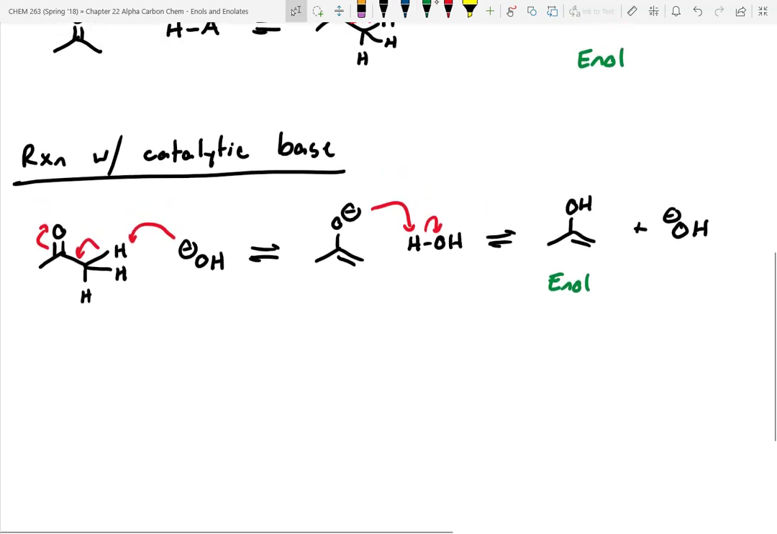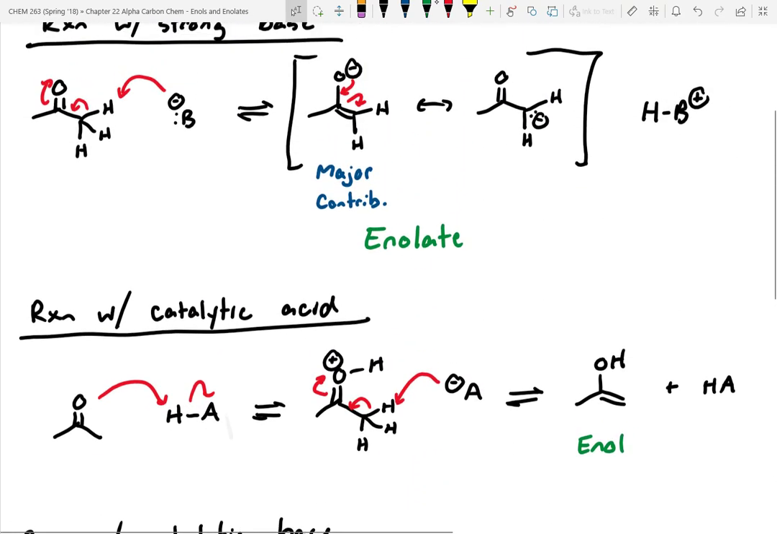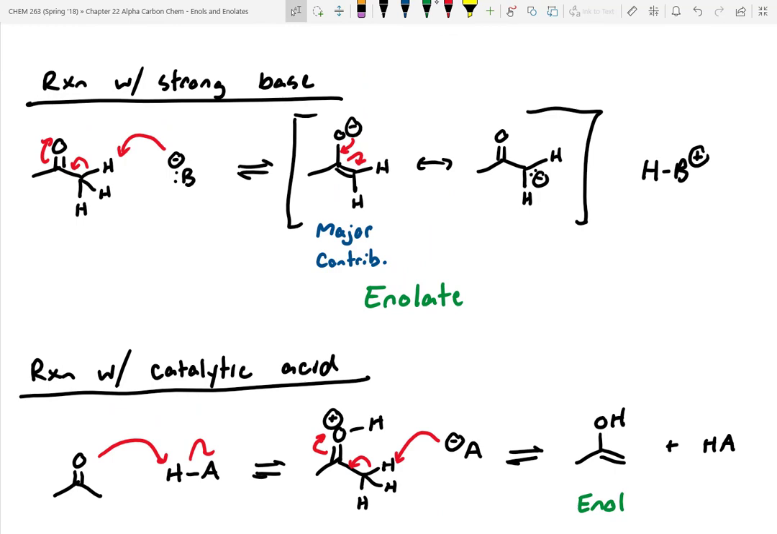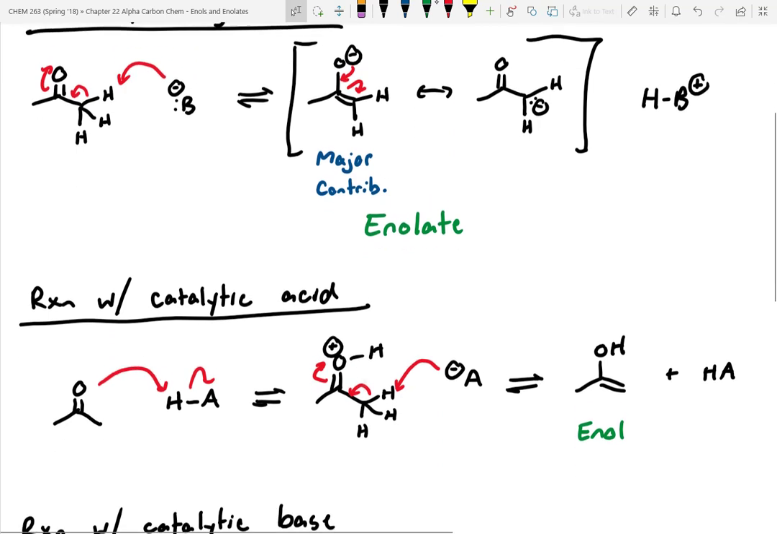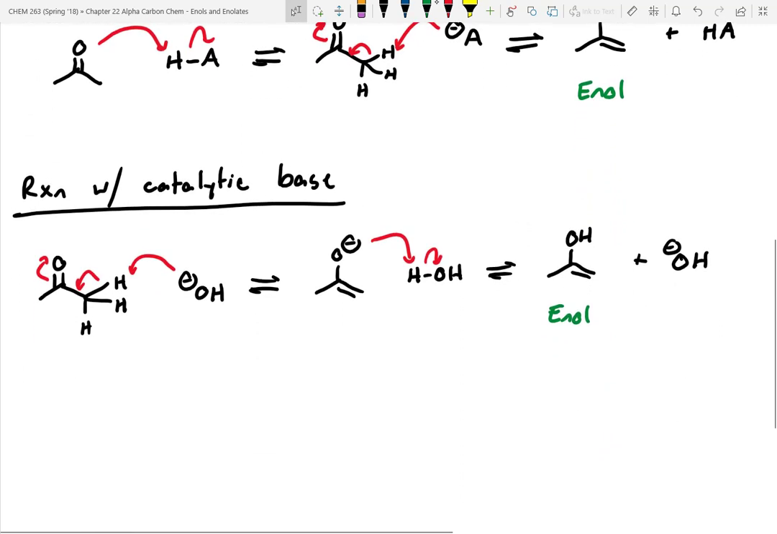Now the question is, what's the difference between this reaction with catalytic base and the top one where we made the enolate? It really depends on the strength of your base, right? So if we look at the bottom one, in this step right here, we had water as our weak acid donor. However, if you started out with a really, really strong base, it's never going to give up that proton back and you'll be stuck at the enolate. So you can form enols when you're using a catalytic base that isn't that strong, something like hydroxide, but if you're using a really, really strong base, like LDA, you're never gonna get your enol, you'll always overshoot to your enolate. Does that make sense?